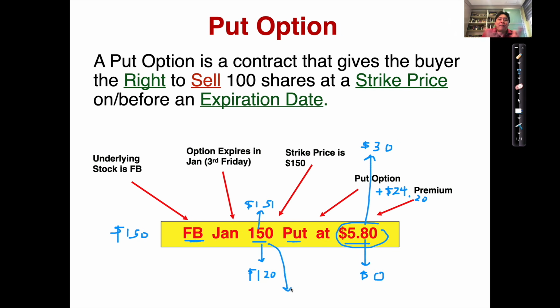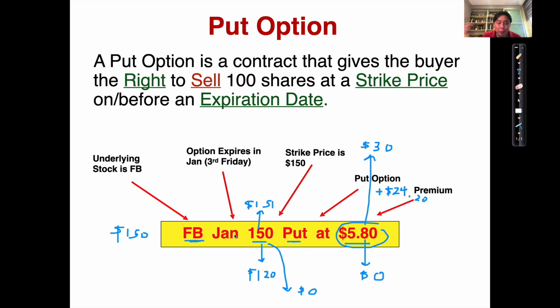Now again, what would happen if Facebook were to drop? Say theoretically, Facebook goes to zero. Right? Of course, that won't happen in real life. But let's say the company goes bankrupt and the shares go to zero. Are you happy? Yes, you're really happy. Why? Because by buying the put option, you have the right to sell Facebook shares at 150. But now it's at zero. So theoretically, you could buy the shares at zero and sell it at 150 to the seller of the put.